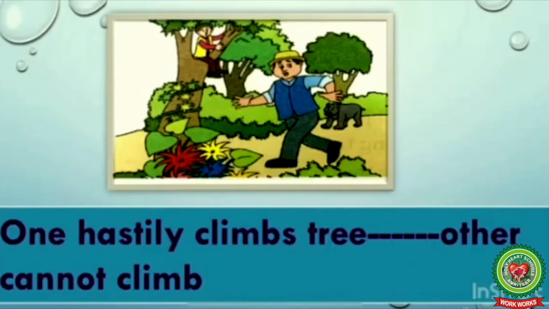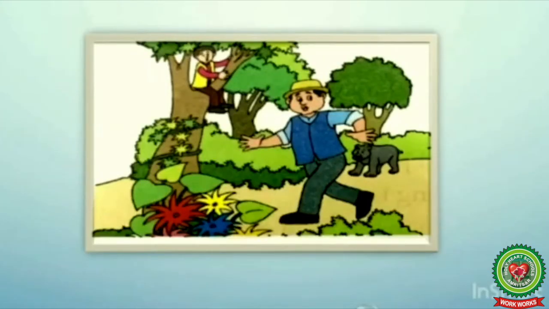One hastily climbs tree, other cannot climb. Now, according to this sentence, one of the friends hastily climbed the tree and hid himself there. But the other friend did not know how to climb. What happened with the other friend? For answer to this question, have a look on the next picture.